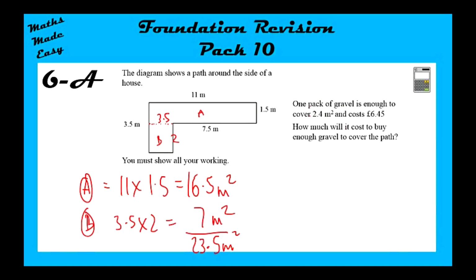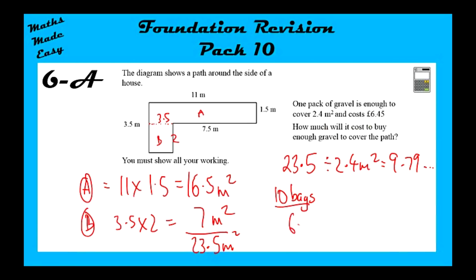Now each bag covers 2.4 meters squared, so if we do the 23.5 that we've got to cover and divide that by 2.4 on your calculator, you'll get 9.79 and some more. So it will need 9.79 bags. Now you can't buy 9.79 bags, so we'll need 10 bags is what we'll need. And it says how much will it cost? Well, if a bag is £6.45, then we need 10 of them, so we need £6.45 times 10, which is £64.50.